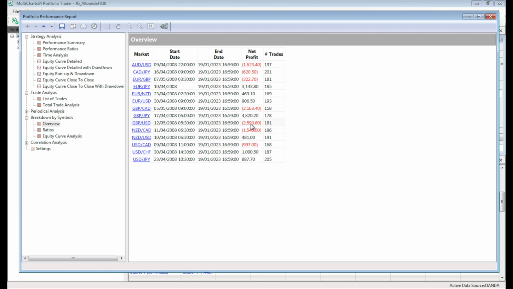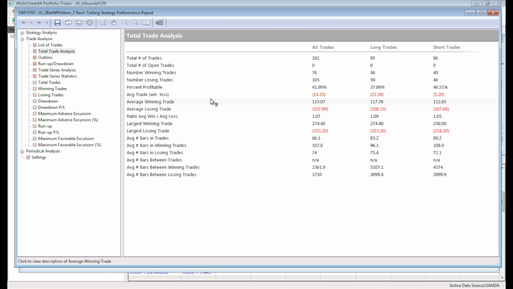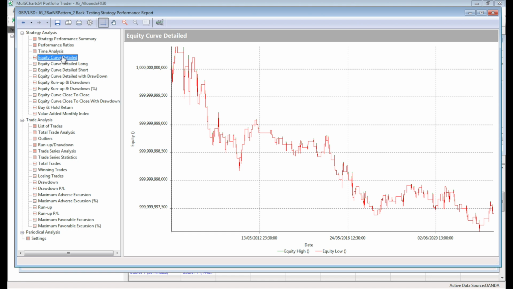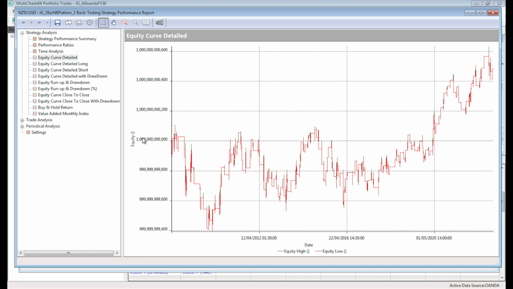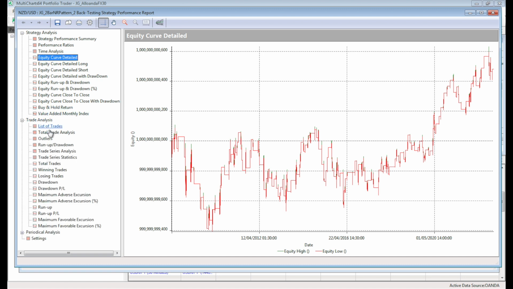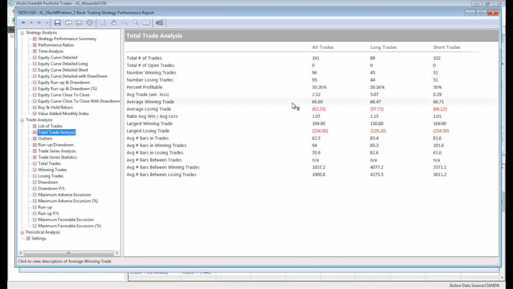Pound dollar is the largest losing pair, so let's have a look at that. We know we're going to have negative average trade value. And that's what the equity curve looks like. So this strategy definitely doesn't work on pound dollar. New Zealand dollar, Canadian dollar is negative. New Zealand dollar, US dollar is positive. There's the equity curve. I suspect the average trade value is small. It is small at only 2.5 pips.